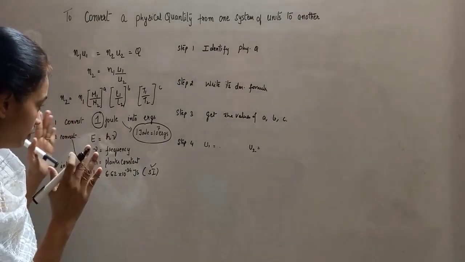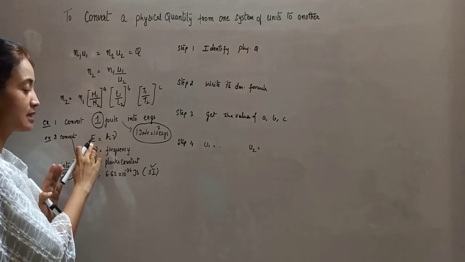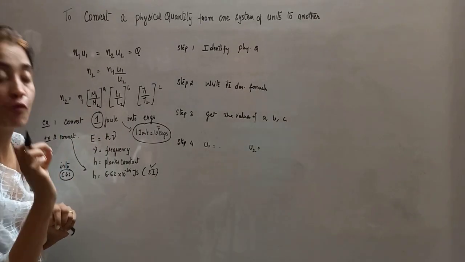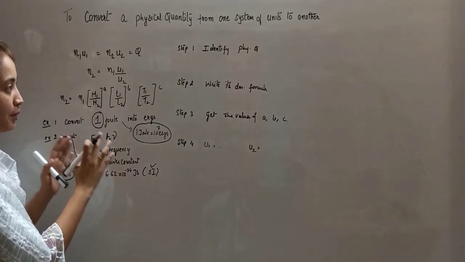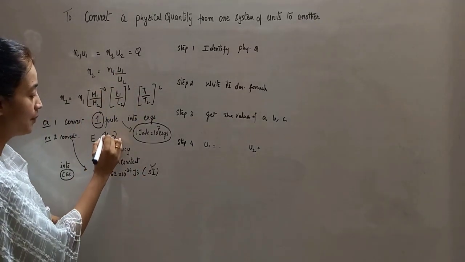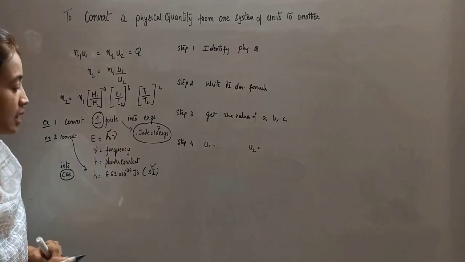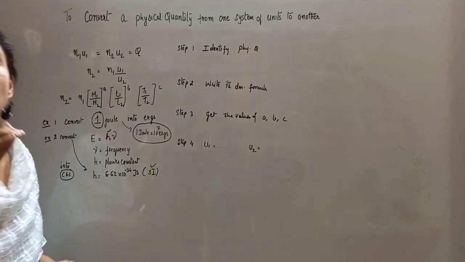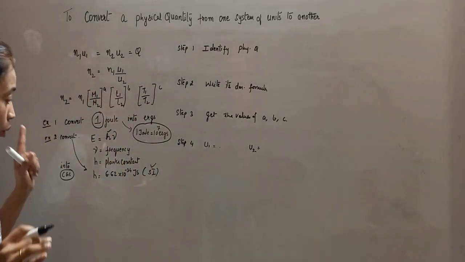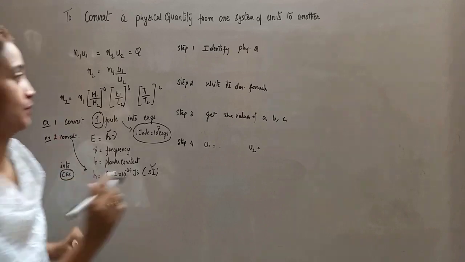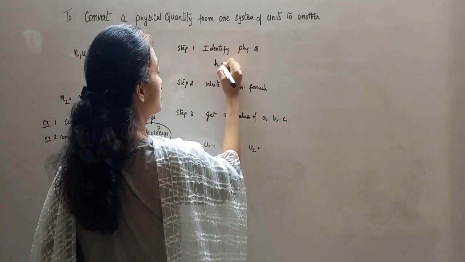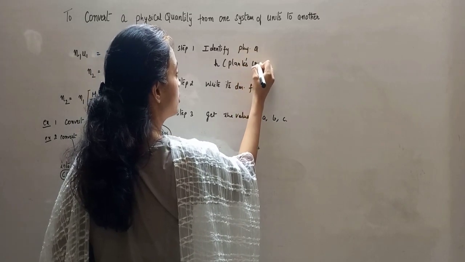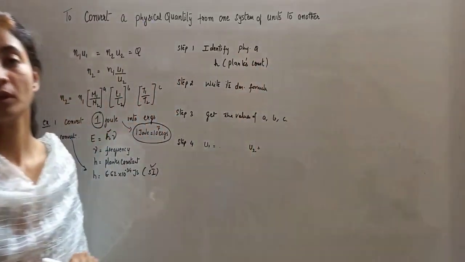To make you familiar with the terms, E is energy, H is Planck's constant, nu, a Greek letter, represents frequency. So before proceeding with this, I need the dimensional formula for H, because step number 1 is to identify the physical quantity which has to be converted. Now the quantity which has to be converted is H. This is a constant, the Planck's constant, which we have to convert.